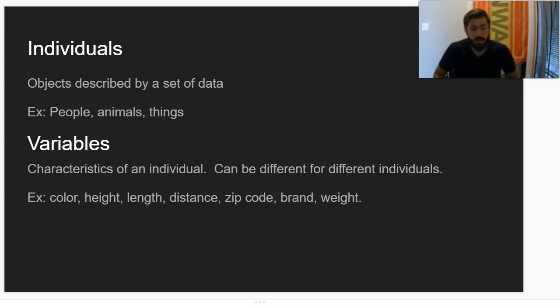And then we have variables, which are characteristics of an individual. This is not the same way we've described variables in an algebra class or in a calculus class. For a statistics class, a variable is a characteristic, something about an individual for which we are taking data. Obviously, they can be different for different individuals. Variables, as a matter of fact, they probably should be different for different individuals, otherwise they won't vary, hence the name. So things like color, height, length, distance, zip code, brand, weight, anything you can think of where things would vary between two different objects or two different individuals in some data set.